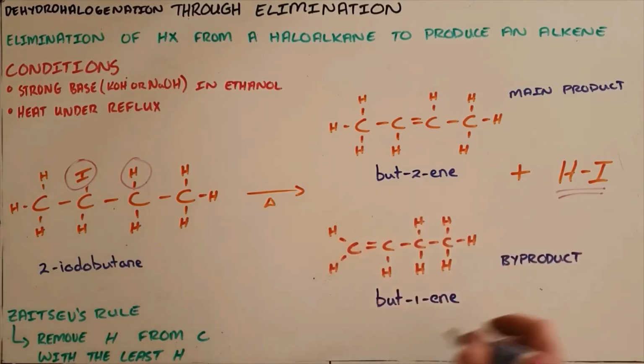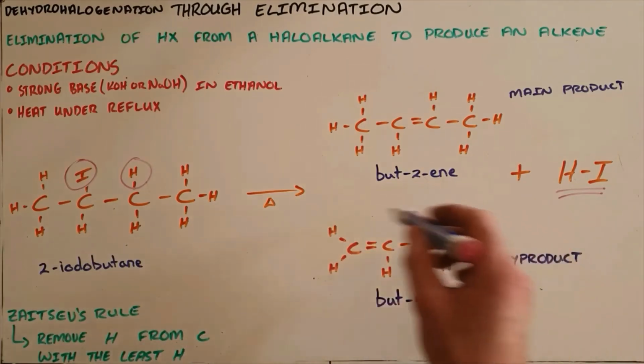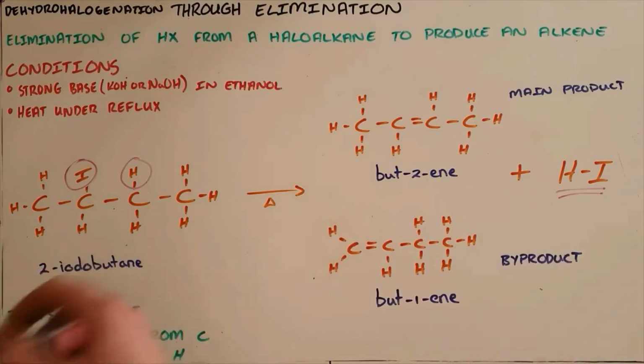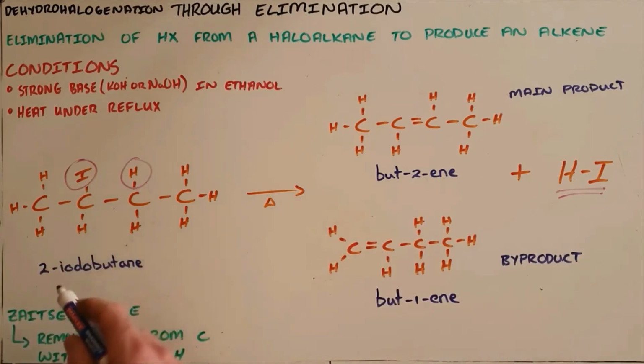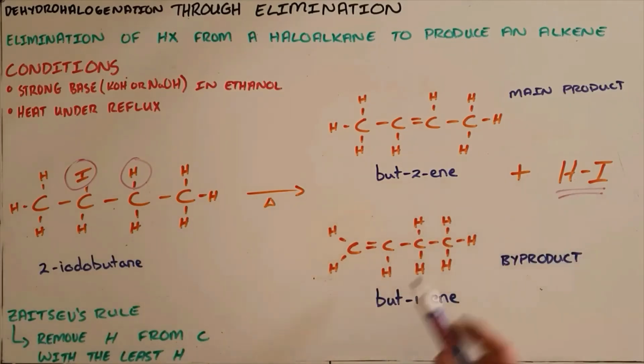A byproduct, one that is formed not by Zaitsev's rule, but-1-ene, does exist but happens very rarely, and so as a result when we write this equation out we would write that 2-iodobutane reacts to form but-2-ene and hydrogen iodide. We do not need to specify what the byproduct is.